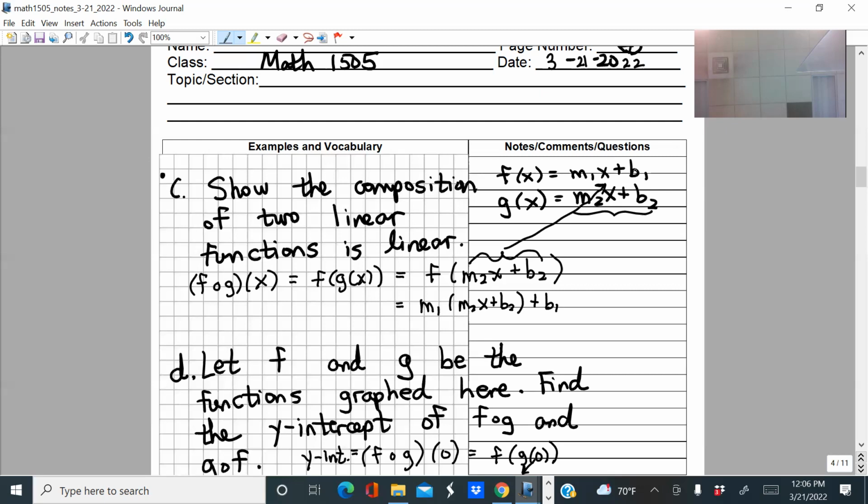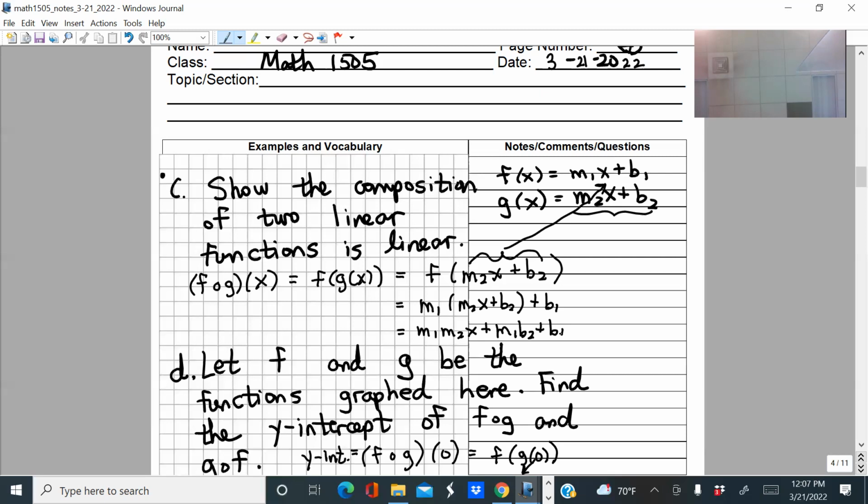So that looks all kind of confusing. Let's go ahead and multiply the m1 into these parentheses. So you multiply m1 times m2 x, and you get m1 m2 x. That's all you can write down. You really can't do anything with that, because you don't know what m1 times m2 is. And then m1 times b2. So you just write that down, m1 times b2. And then plus b1. Okay, that's it.